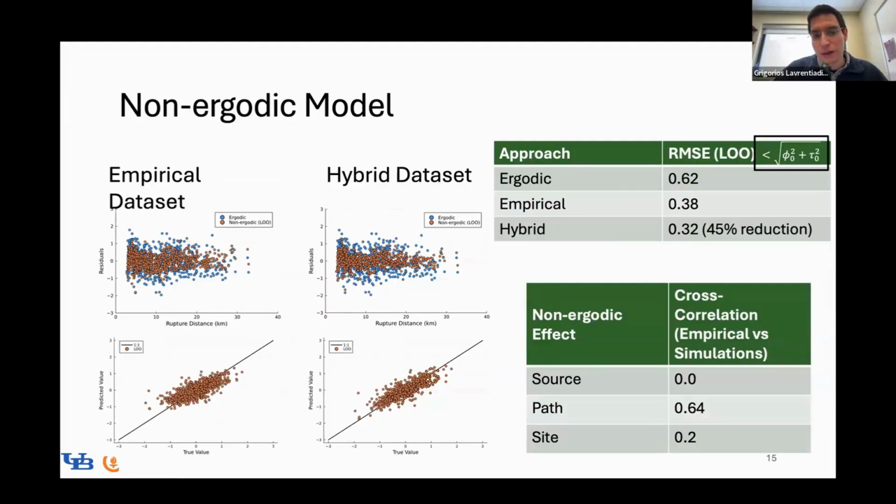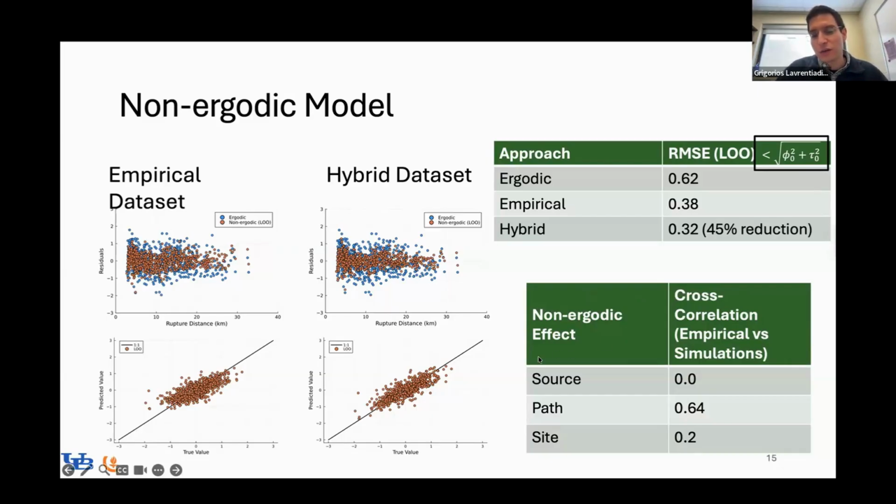Comparing it against the empirical data set, using the empirical data set alone led to a reduction in the aleatory variability of the model of about 40%, and including the simulation led to a further reduction, another 5% further reduction. And we also found that the simulations were most informative in constraining the path effects. And that was to be expected.